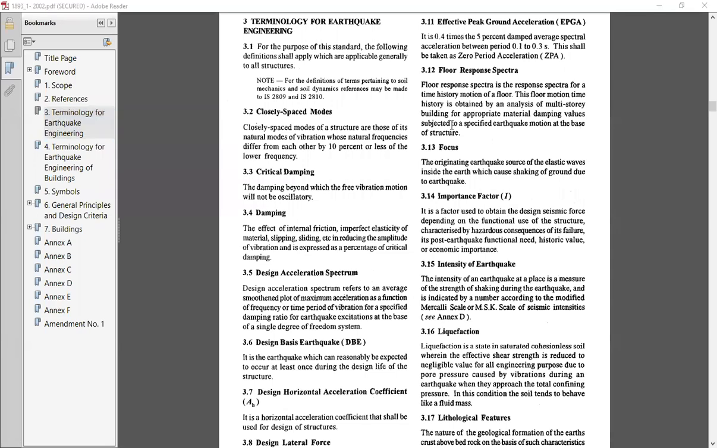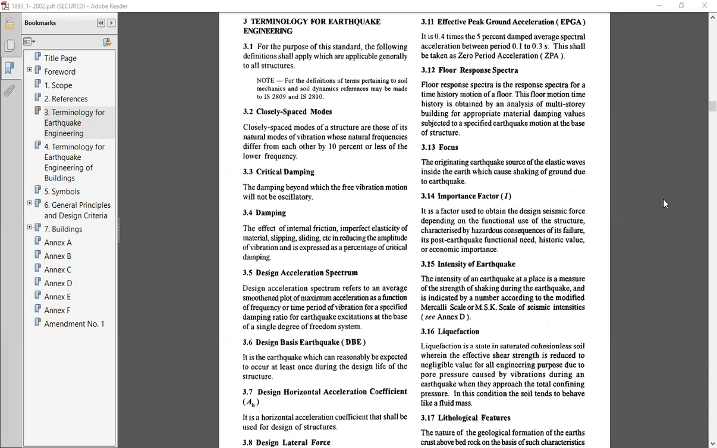So you can make a note of this. The various factors which are involved in the seismic analysis are as follows. The first one is the zone factor. The second is importance factor. Then we have response reduction factor. Then we have fundamental natural period.